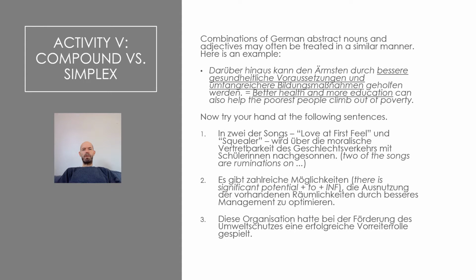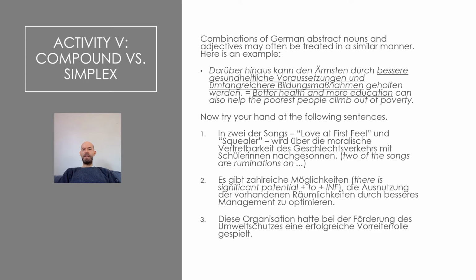Now, similar considerations hold true for combinations of German abstract nouns with adjectives. They need to be treated in a similar manner very often. Here's an example. Darüber hinaus kann den Ärmsten durch bessere gesundheitliche Voraussetzungen, which is always a difficult word to translate into English, but often you can just do without it, und umfangreichere Bildungsmaßnahmen geholfen werden. Well, in English, that gives us quite simply better health and more education can also help the poorest people climb out of poverty. Isn't it simple sometimes?